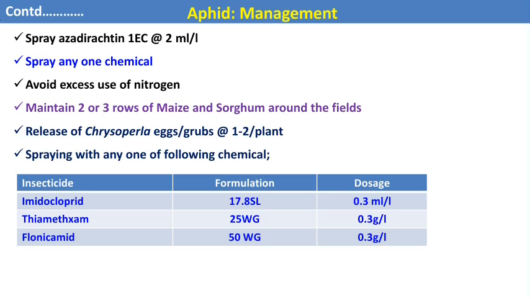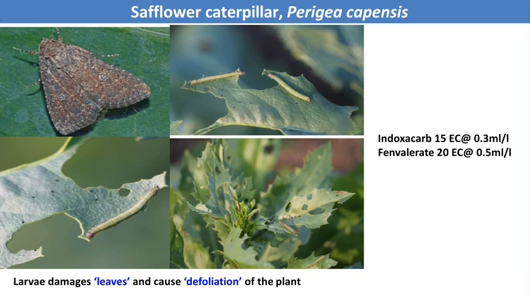In that, we can spray the crop with botanical insecticides like azadirachtin. Then avoid excess use of nitrogen fertilizers. Then maize and sorghum we can use as border crops around the main fields of the safflower crop. Then Chrysoperla carnea is one of the best predators used against the aphids. And these are the different recommended insecticides against aphids in safflower crop: imidacloprid, thiamethoxam, and flonicamid are the different systemic insecticides mostly used against the different sucking pest populations.